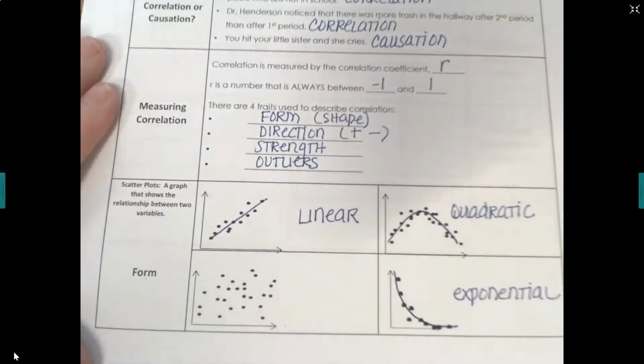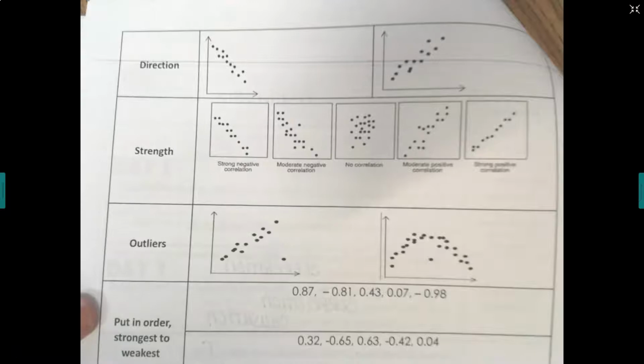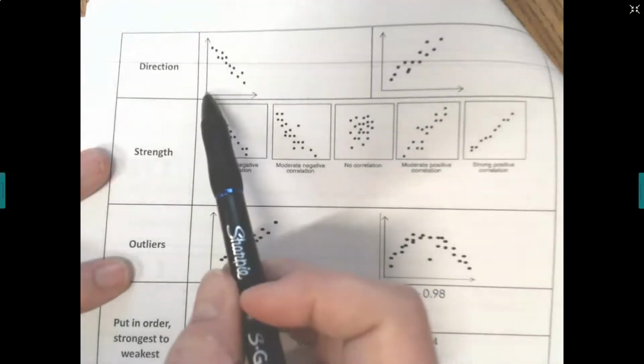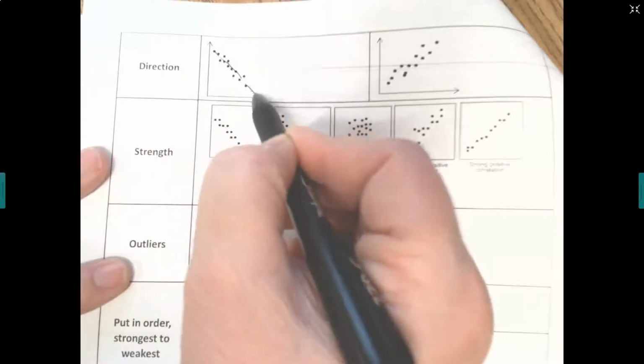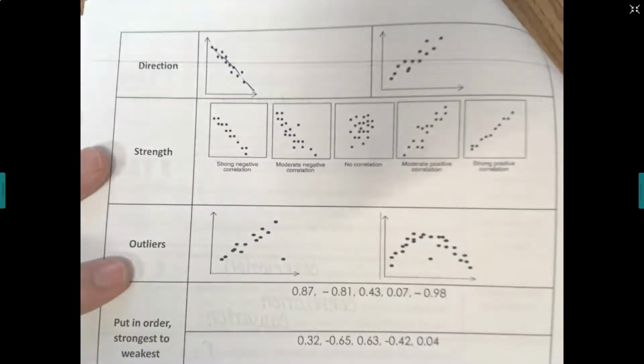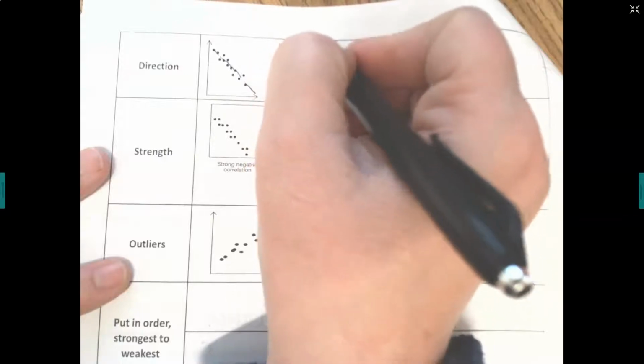All right, let's talk about direction. With direction, you're just looking at whether your correlation is going to be positive or negative as you read from left to right, because we're going to read our graph from left to right. If we draw a line through the middle of our data, you can see that line would have a negative slope. So this would be a negative correlation.